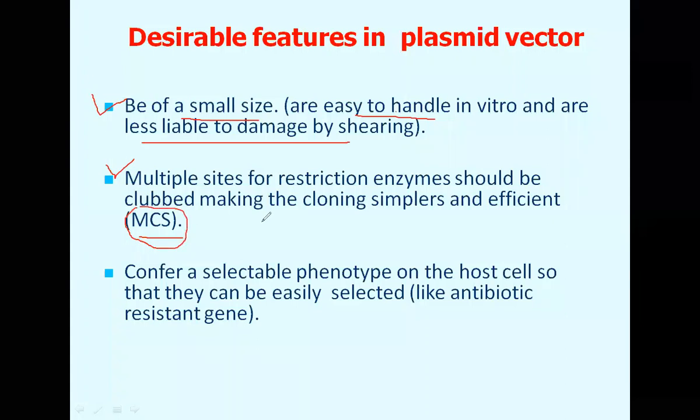So that particular region is called the multiple cloning site, MCS, and then it should be able to confer a selectable phenotype on the host cell so that they can be easily selected. So it has to carry a marker gene so that it will confer a selectable phenotype. You will be able to easily distinguish between those plant cells which have received the gene of your interest and those which have not. So your plasmid should carry all these.